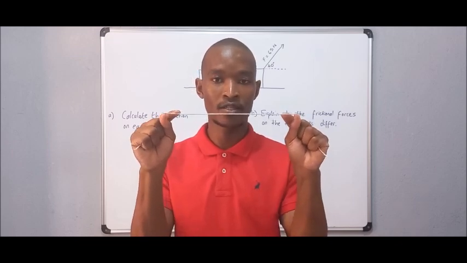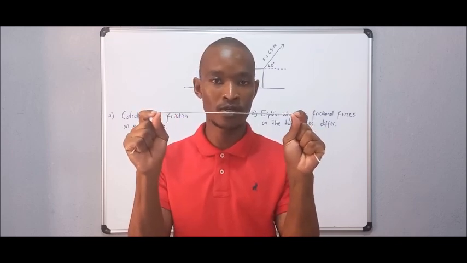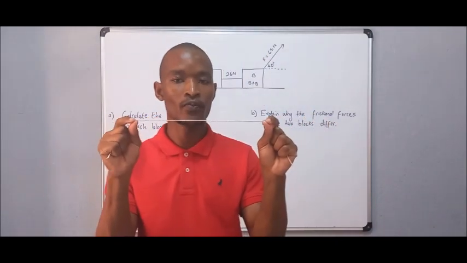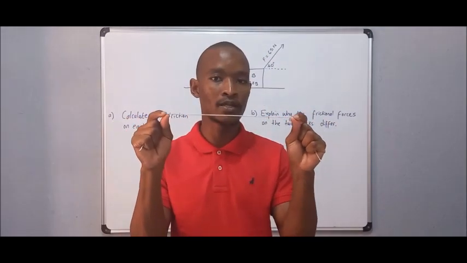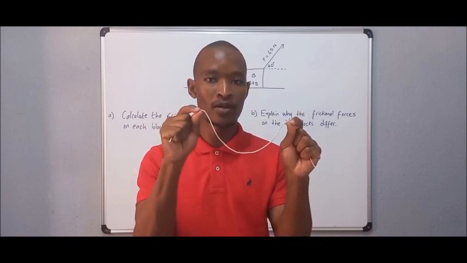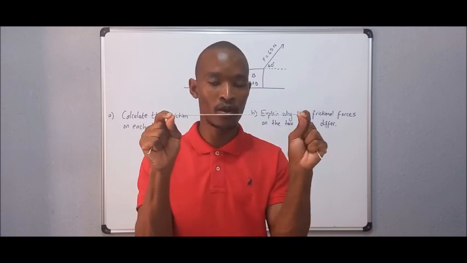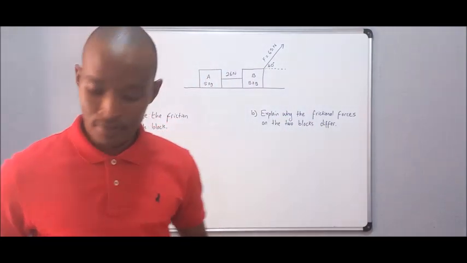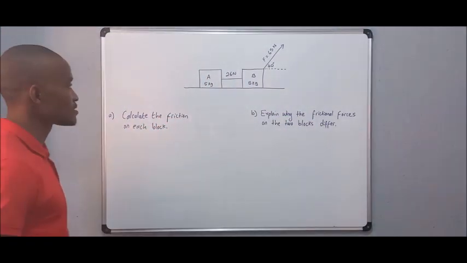Remember, tension is the same throughout the rope, it's constant. It will be the same, but in the opposite direction, depending on whether you're talking about this block or that block. They will be like that. Good stuff, so we can start.